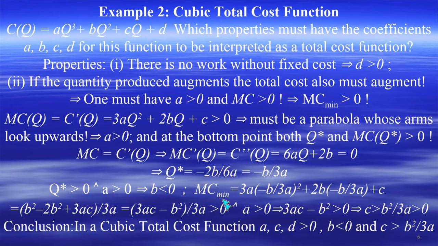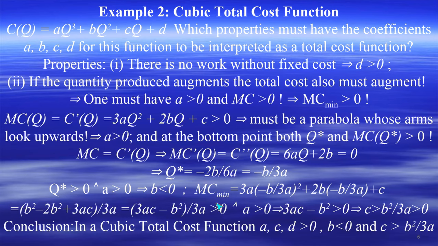Then, what is the minimum point of the marginal cost, the minimum value of the marginal cost function? The Q star, the quantity minimizing the marginal cost function, is minus B over 3A. Great. But then we should replace it in the marginal cost function here, obtain its marginal cost value and make it positive as well. So 3a, where is it? It's here: 3a times (minus b over 3a) squared plus 2b times minus b over 3a plus c.